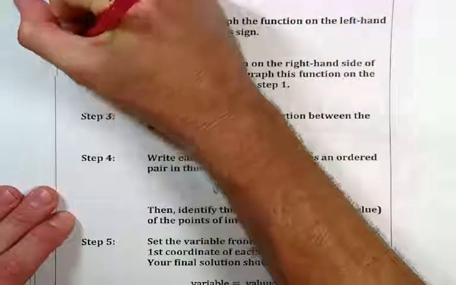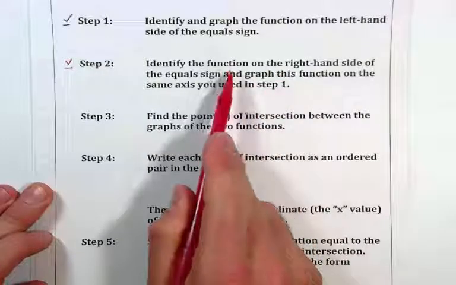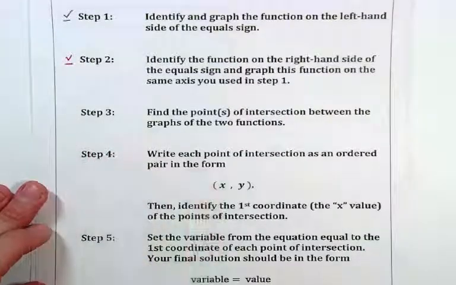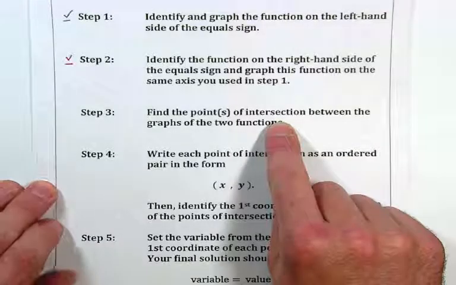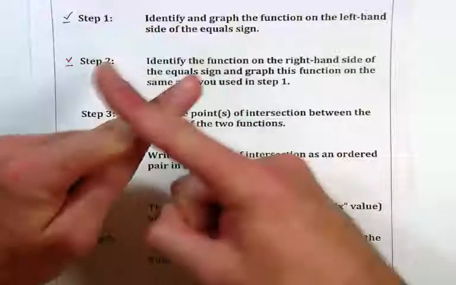We've finished step 2, which was to identify and graph the function on the right-hand side of the equal sign. Step 3, just like before, is to find the points of intersection between the two graphs. Step 1 and step 2, I create graphs. Step 3, I look, where do the graphs touch each other?